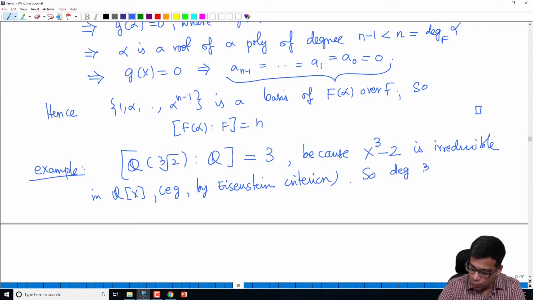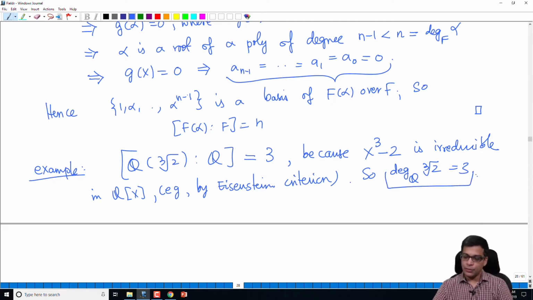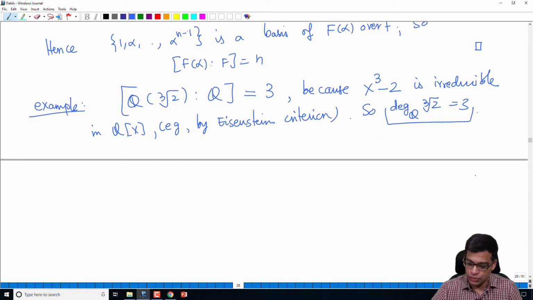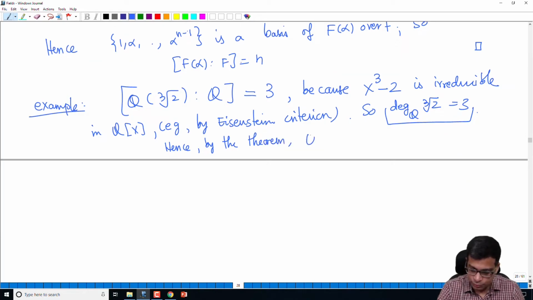So the degree of cube root of 2 over Q is 3. This is the crucial observation. Because x cubed minus 2 is a polynomial which has alpha as a root, and it is already irreducible and monic, it must be the irreducible polynomial of cube root of 2 over Q, and its degree is 3. So the degree of cube root of 2 over Q is 3, and hence by the theorem the degree of the extension is 3.